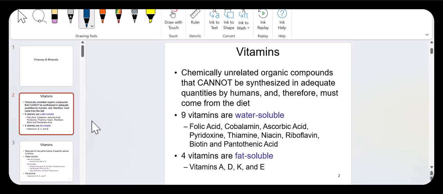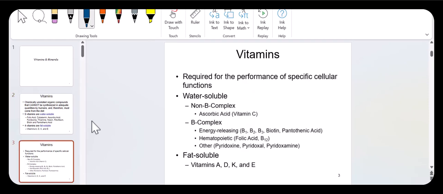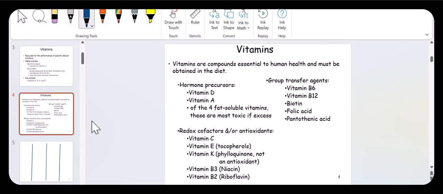Vitamins fall into two categories: they're either water-soluble or fat-soluble. They're molecules that we can't make but that we need, so it's essential that we consume them in our diets. We need them for the performance of specific functions, and it's more relevant to talk about them when we're talking about those specific functions.